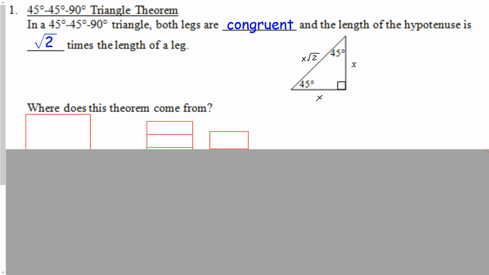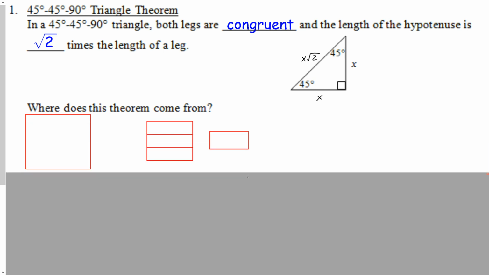Now, where does this come from? How do we develop this theorem, or how can we show that it's actually true? What we can do is we can take a generic square that has side length x. And now to create a 45, 45, 90 triangle, we can draw in a diagonal.